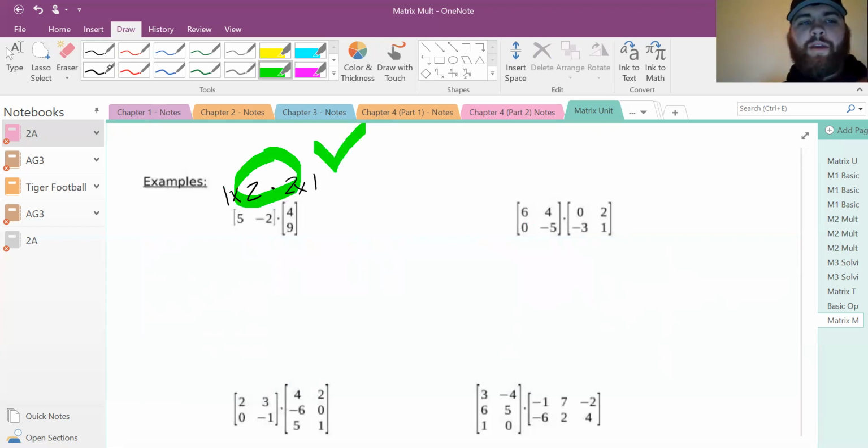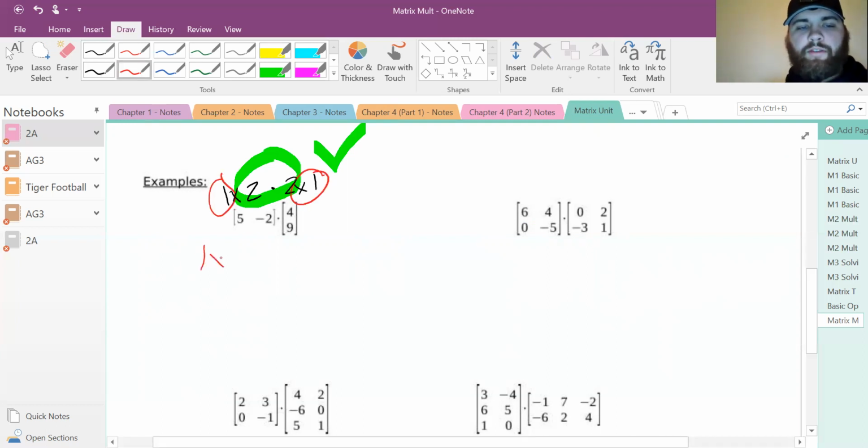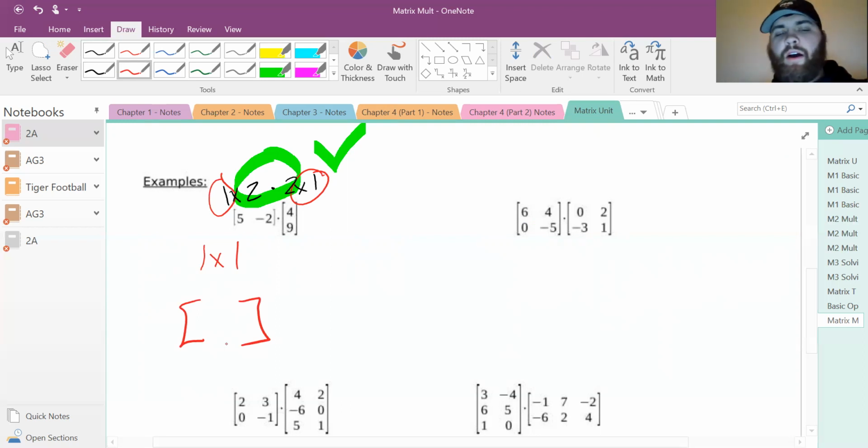Okay, what is the resulting matrix? What's the two outer numbers? This is going to be a 1 by 1 matrix. So it's just going to be a single box, a single matrix. Okay, one value. Now, how do we get that one value?